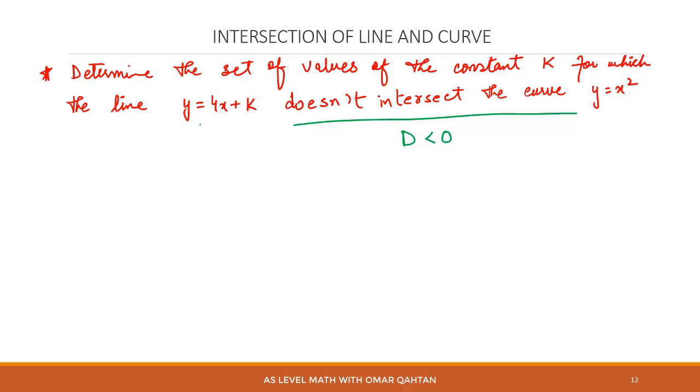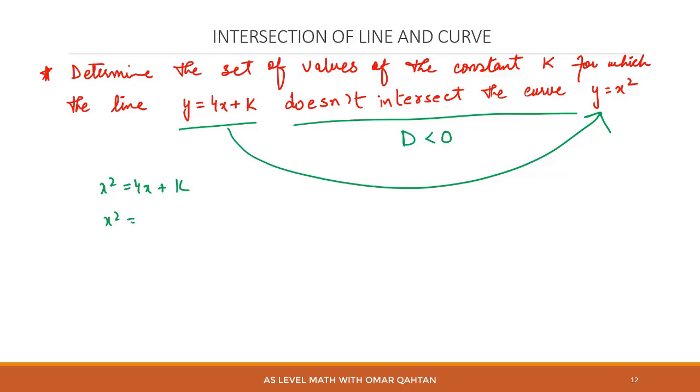We have y equals 4x plus k. We'll just substitute this value of y into the curve equation. So we get x square is equal to 4x plus k. Rearranging the equation, x square minus 4x minus k is equal to 0.